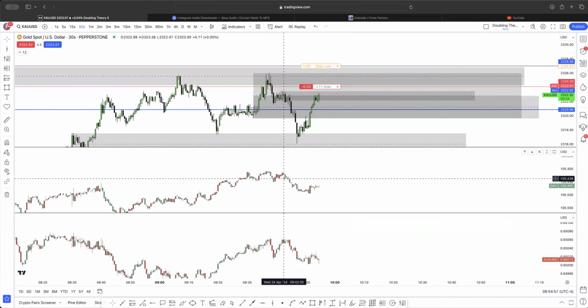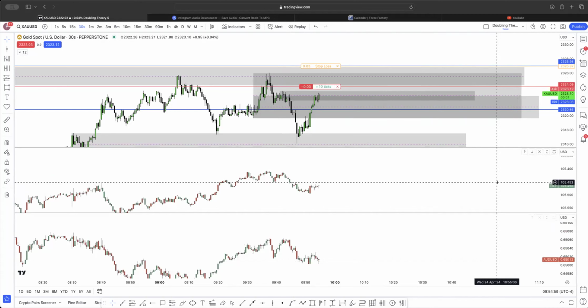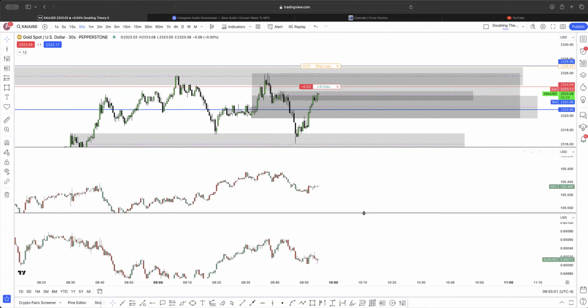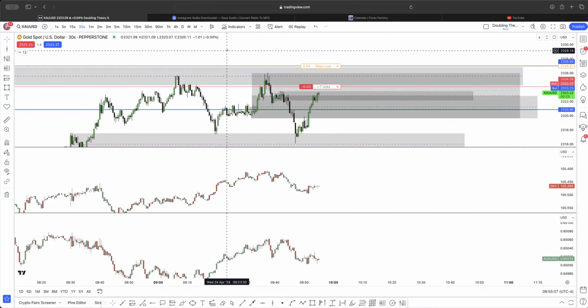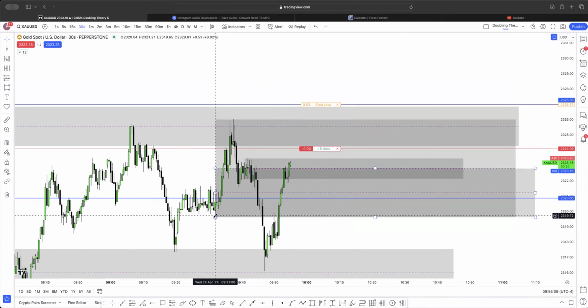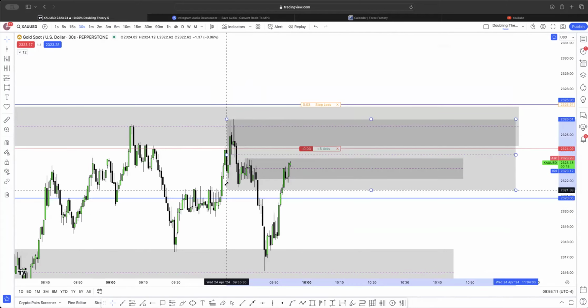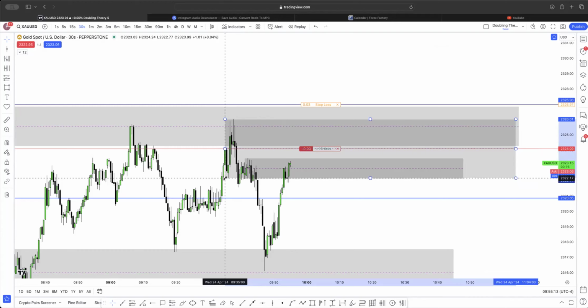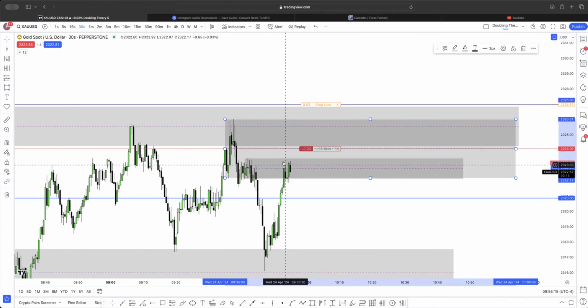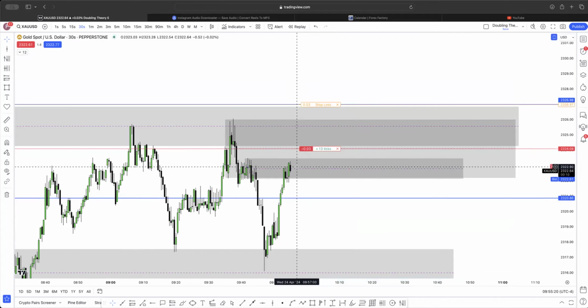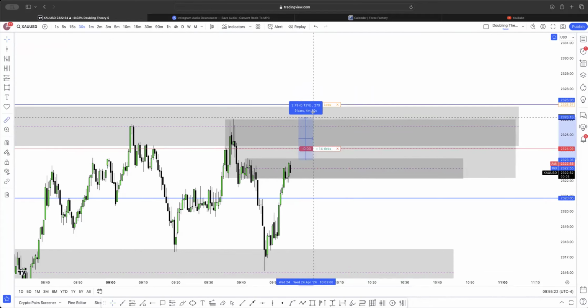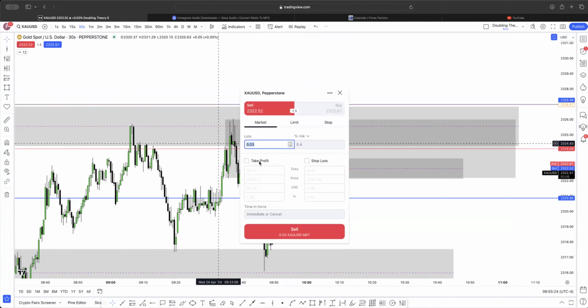What to do? As long as AUD, USD, and the dollar index are down like this, and we see this SMT over here, then I don't mind going for another sell right here. I don't mind going for one right here. So let's do it. Same stop loss, maybe a 30 point stop.